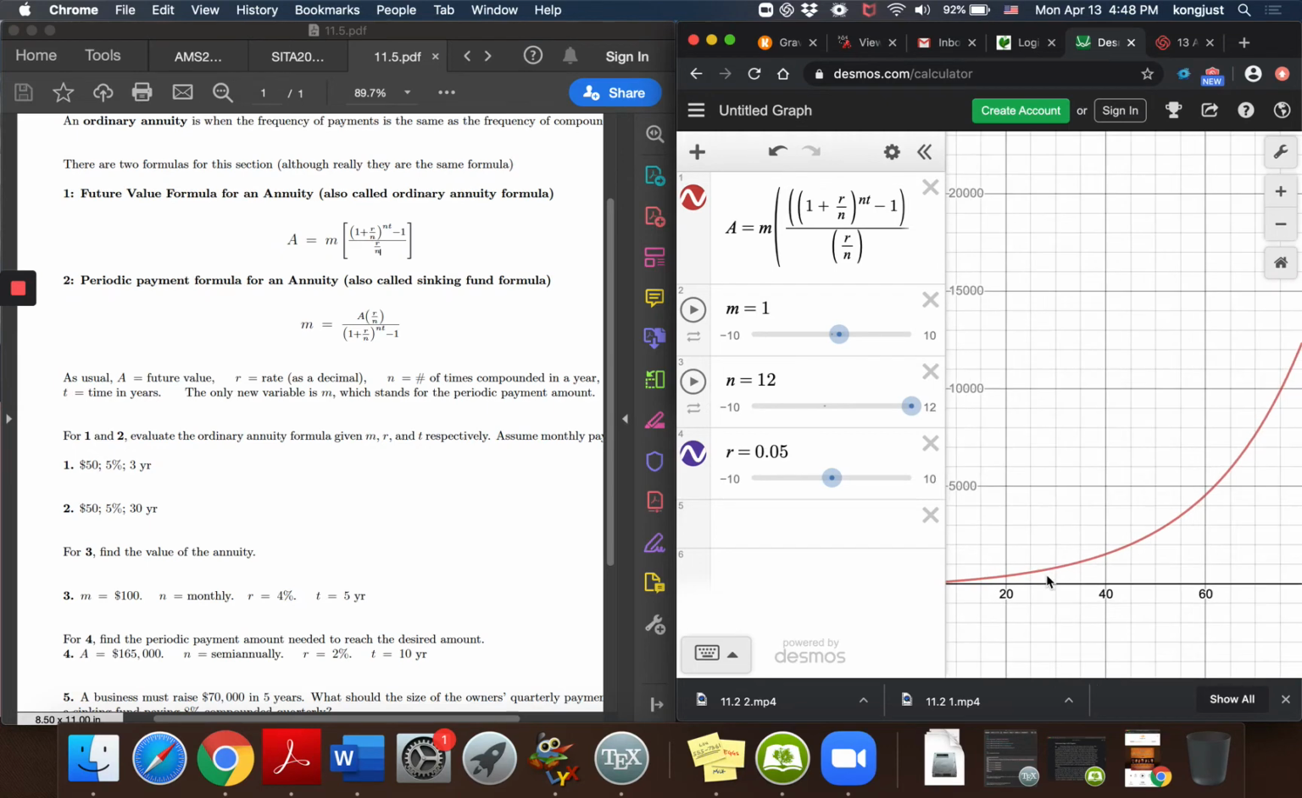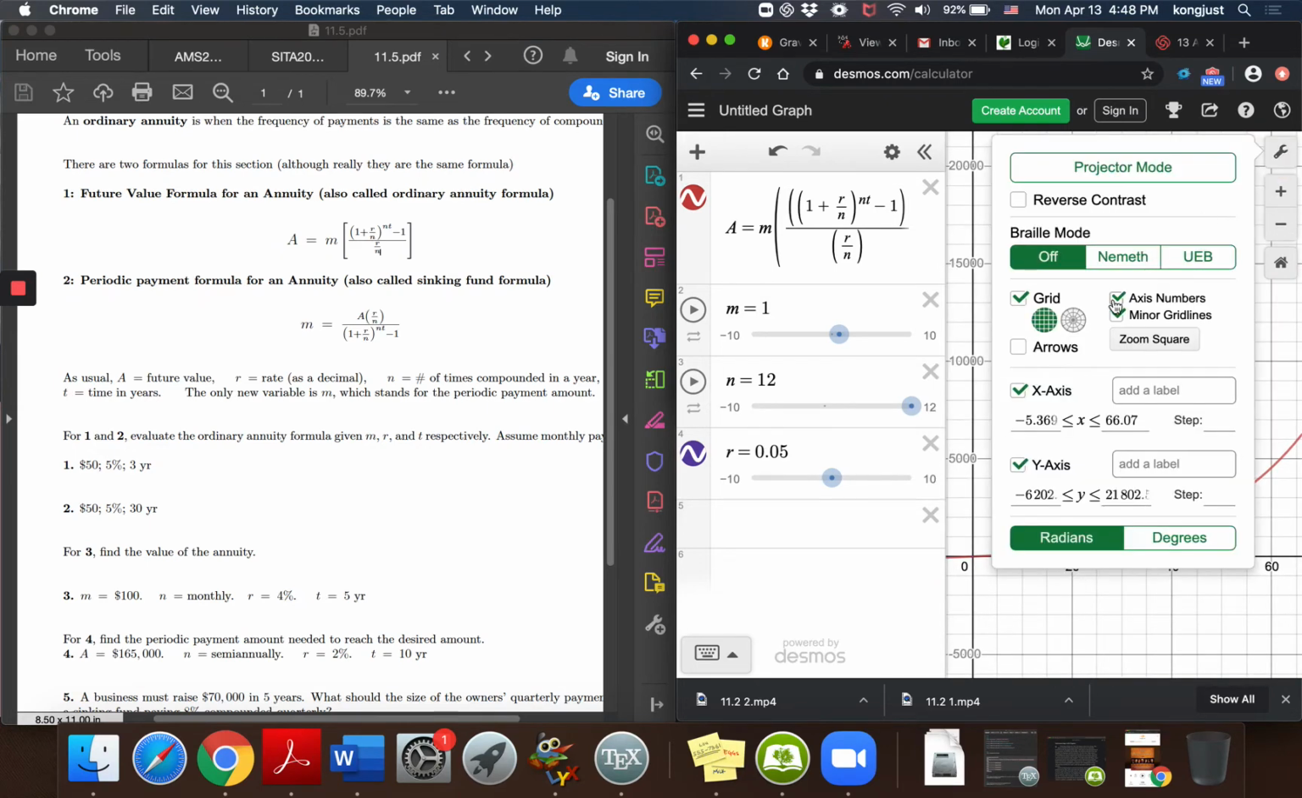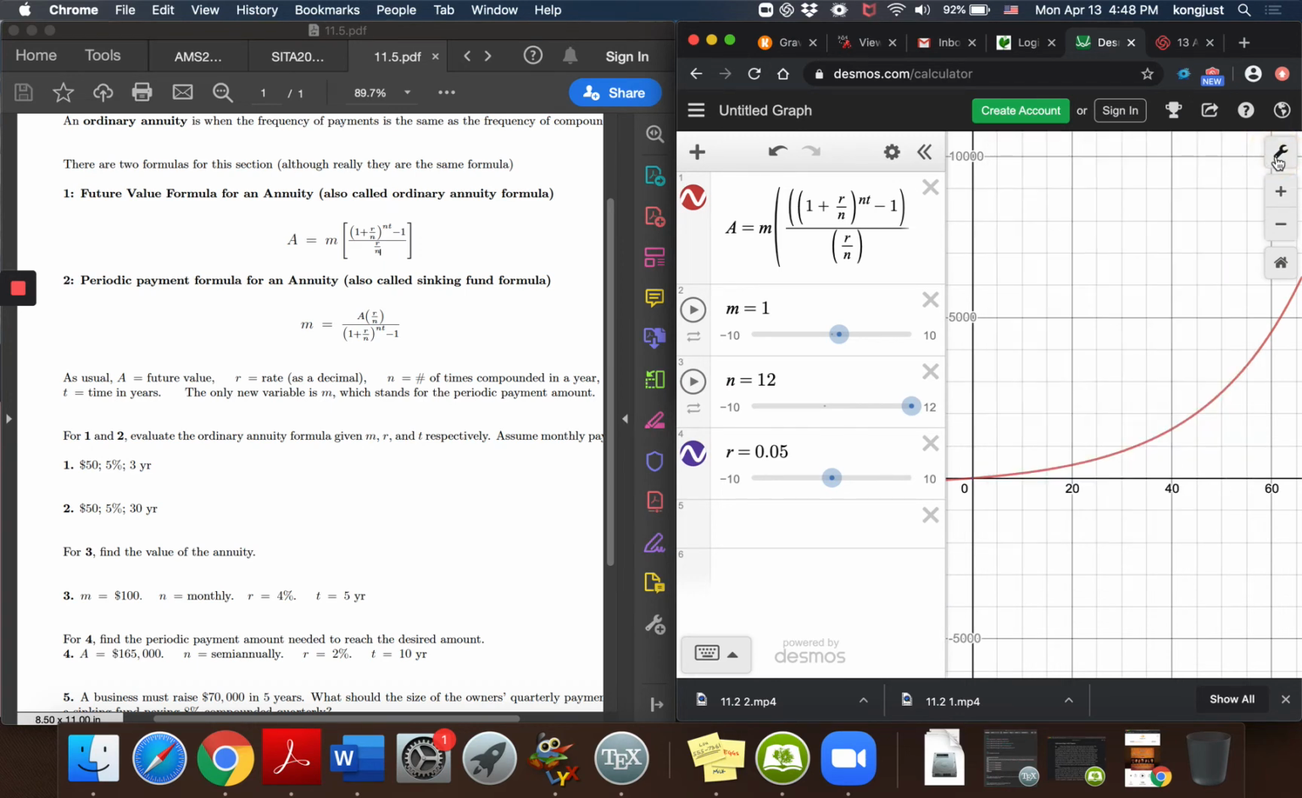All right, let's see. Let me actually scale this back a little bit. Let's go back to 10,000, like where it was. This is just adjusting the scale of my graph. You can do that by clicking on this wrench here, and you see where you're at. Okay, so here at 10 years, I'm at $155. This is depositing $1 per month. Yeah.